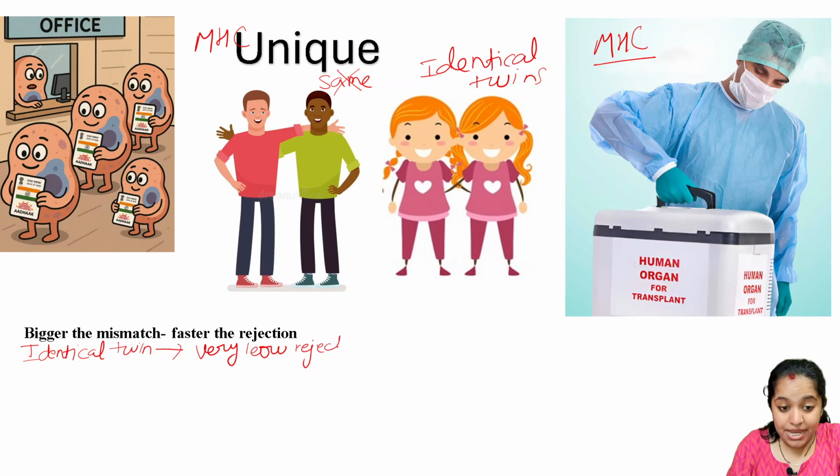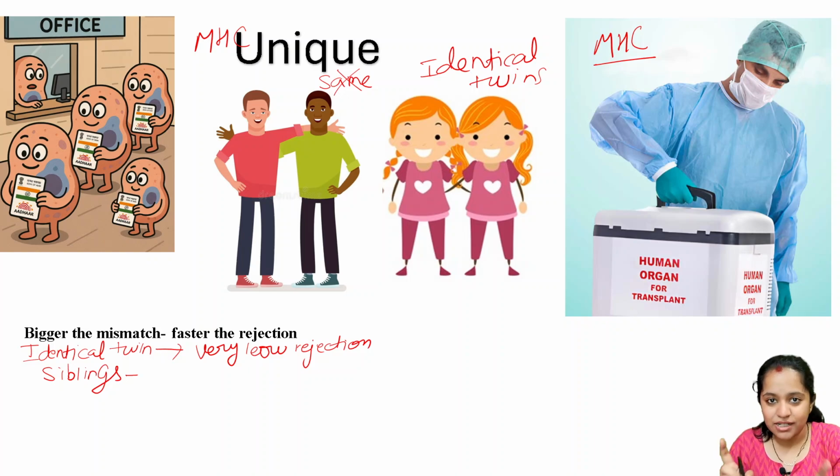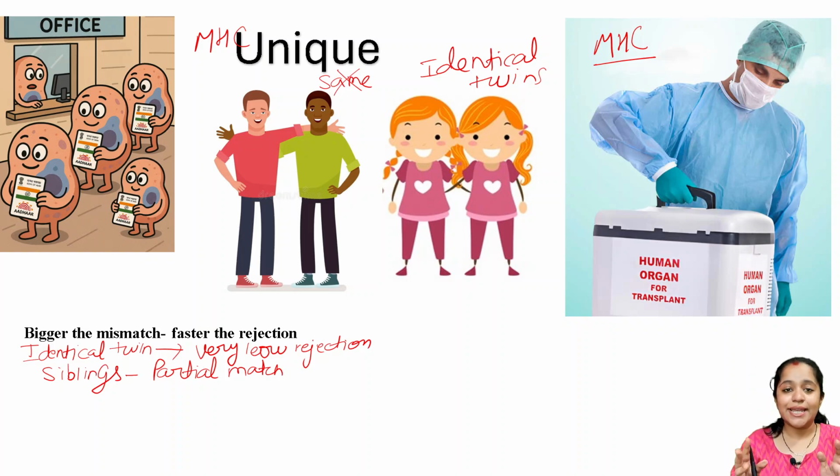Clear? Now, let's move to siblings. Not identical twins, just siblings. Now, these siblings may share some of the same Aadhaar number. In your Aadhaar card, there is a number. So, these siblings may share some Aadhaar number. So, the MHC will be a partial match. Now, with the help of medicines like immunosuppressants, you can still manage the rejection. It will be there, but manageable.